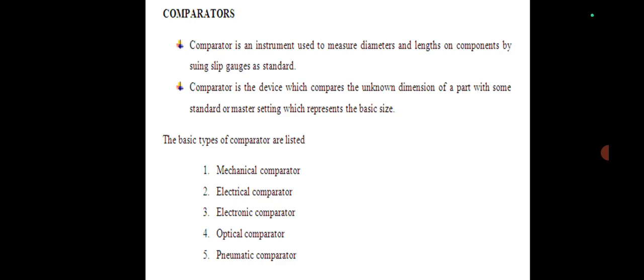Here we have the following types of comparators. First one is mechanical comparator, second one is electrical comparator, third one is electronic, fourth one is optical comparator, and the fifth one is pneumatic comparator. So these are the main comparator types in the measurements and metrology subject.